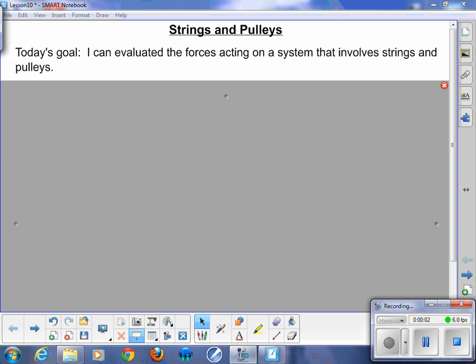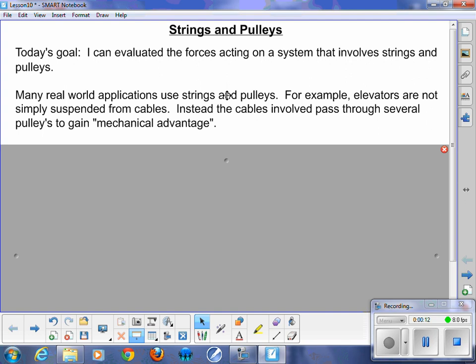Welcome to the lesson on strings and pulleys. So today's goal, I want you to be able to evaluate the forces acting on a system that involves strings and pulleys. Surprise, surprise there. So many real-world applications use strings and pulleys.